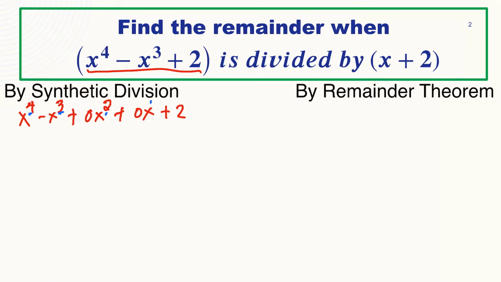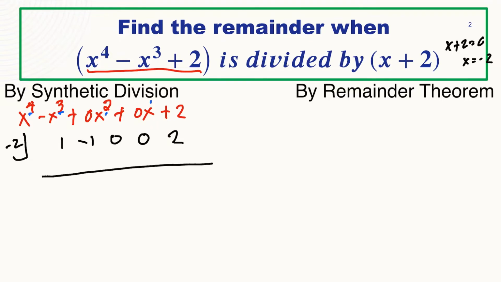Now this time we're going to identify the numerical coefficient of each term. The numerical coefficient of x raised to 4 is 1. The numerical coefficient of negative x raised to 3 is negative 1. For x squared it is 0, for x it is 0 also, and we have the constant 2. And this is divided by x plus 2. So if we equate x plus 2 to 0, that will give us x equals negative 2. So we have here the divisor, negative 2.